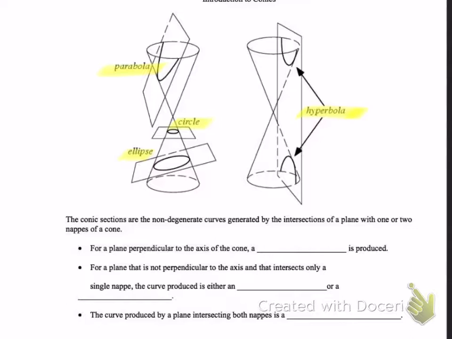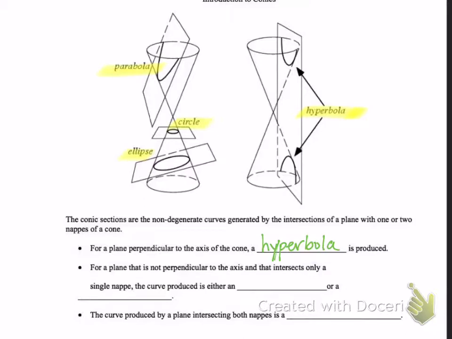So if you look at the fill in the blanks, for a plane that is perpendicular, which means it forms a 90-degree angle to the axis of the cone, which one of those would be produced? Circle. No, not a circle. That would be parallel. A hyperbola. Perfect. Because it's perpendicular.